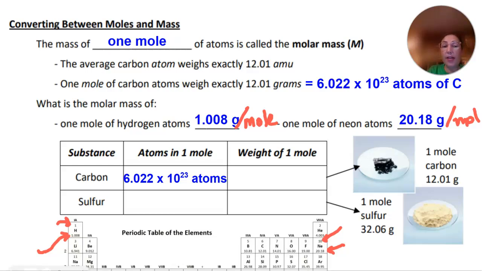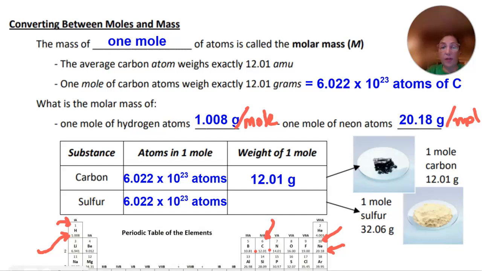Well, if we had a mole of carbon, we'd have 6.022 times 10 to the 23rd atoms. What would that weigh? Well, we find it on the table. Atomic number 6 for 6 protons. And then its molar mass is 12.01 grams, right here at the bottom of its box on the periodic table. So we look at the bottom of the box, and we find 12.01 grams for 1 mole of carbon.